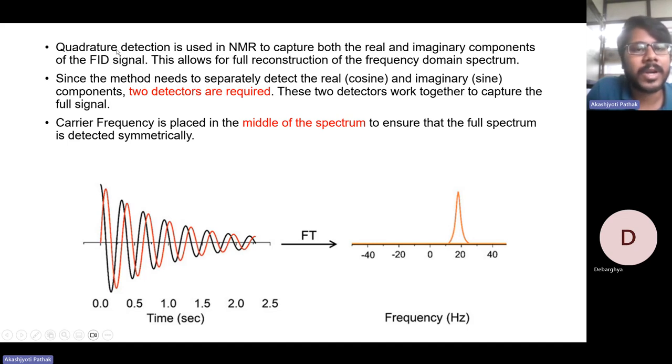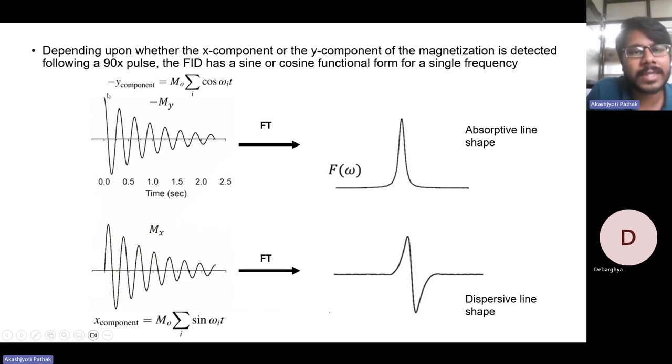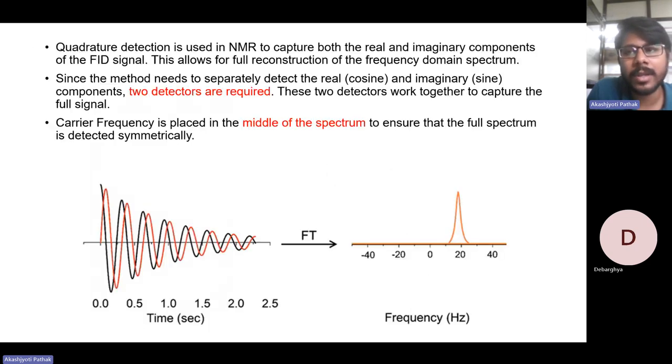So quadrature detection is used in NMR to capture both the real and imaginary components of the FID signal. What was the real component? The cosine component is called the real component, and the sine component is called the imaginary component. This allows for full reconstruction of the frequency domain spectrum. Since the methods need to separately detect the real and imaginary components, two detectors are required.